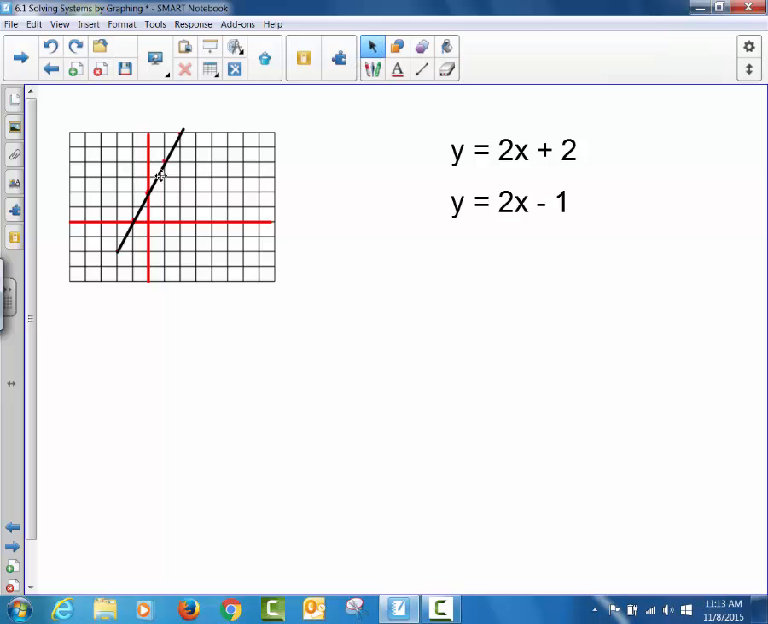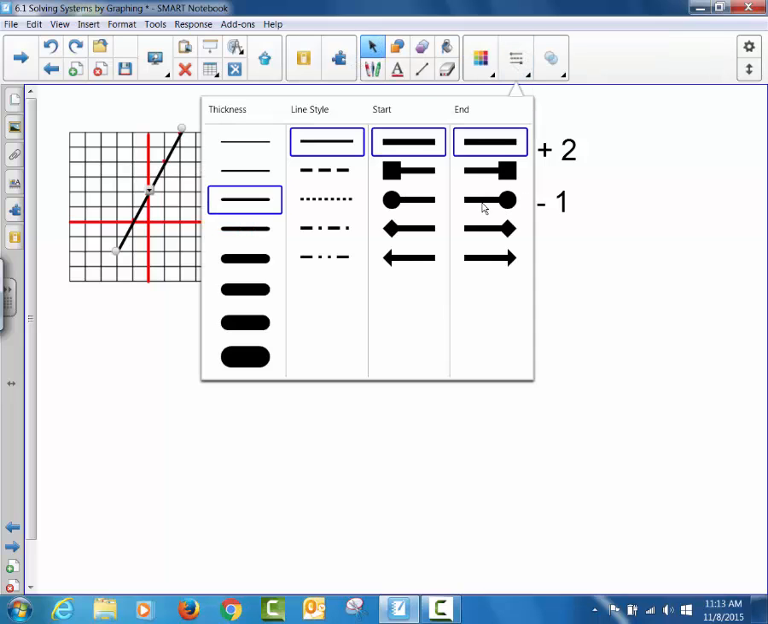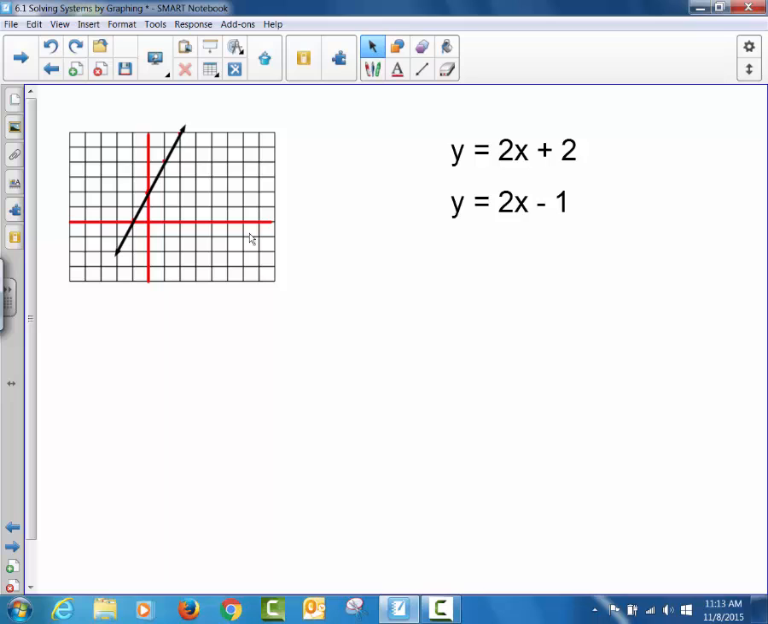Okay, good job. And then we do the same thing with the other one. We've got 2x minus 1. Our y-intercept is negative 1, so we come here and put our dot here. Slope is 2 over 1, so we go up 2 over 1, up 2 over 1, up 2 over 1, and we draw our line.